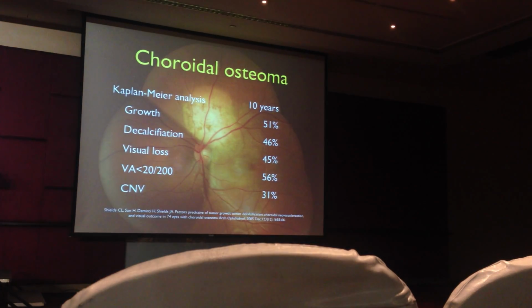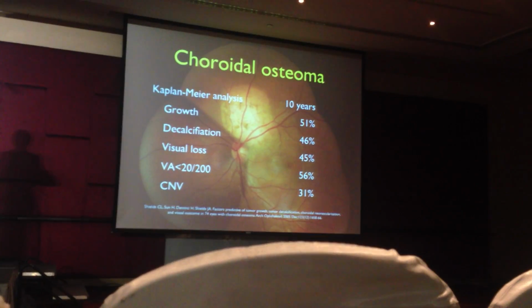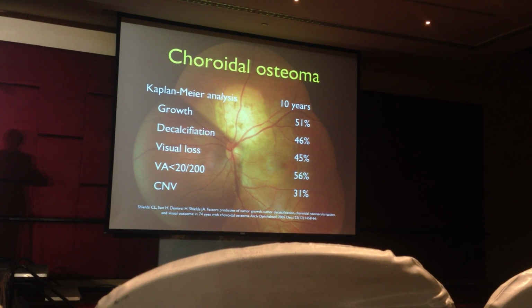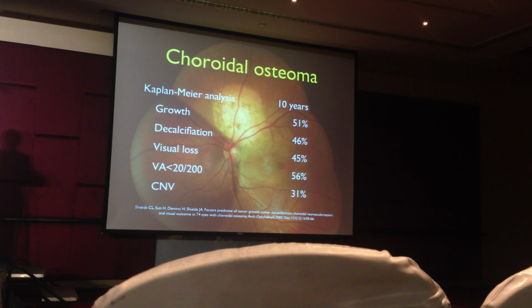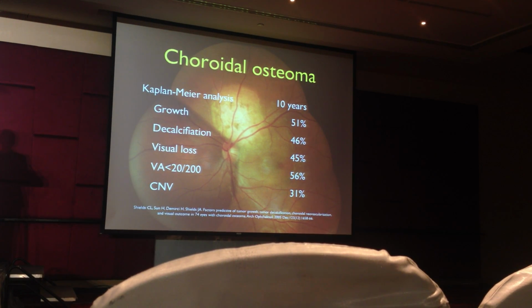Choroidal osteoma is a tumor that happens in our series. Almost 50% of the patients showed growth, decalcification, or visual loss during the 10-year follow-up.